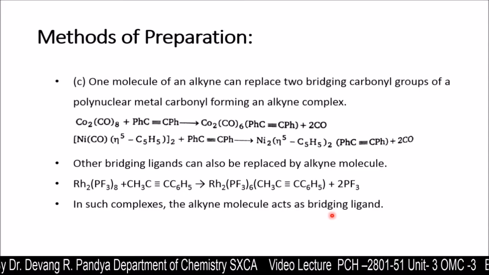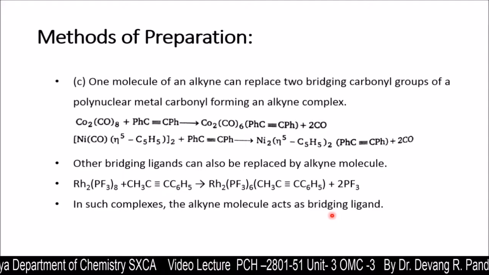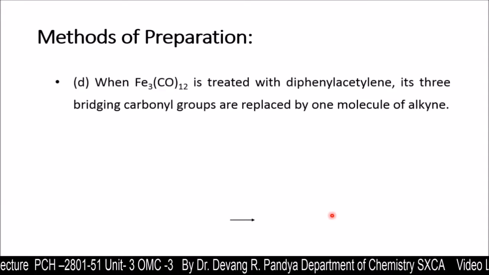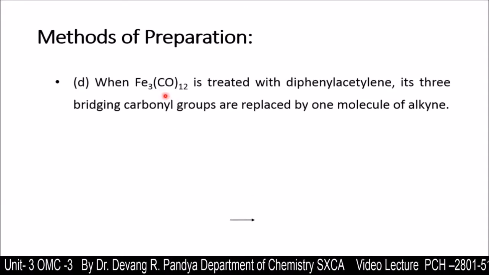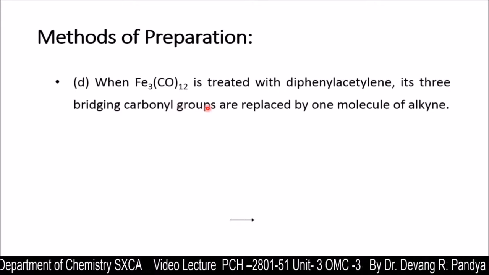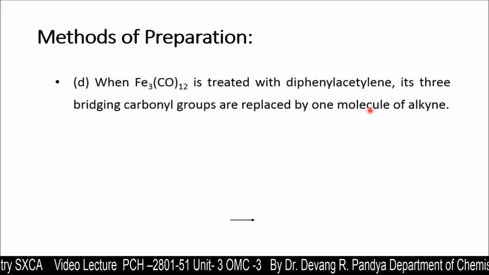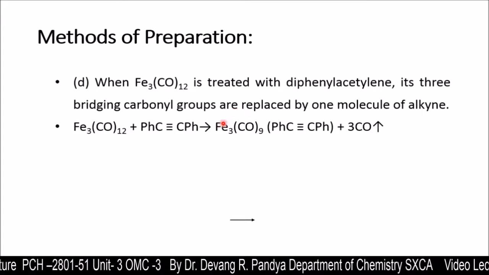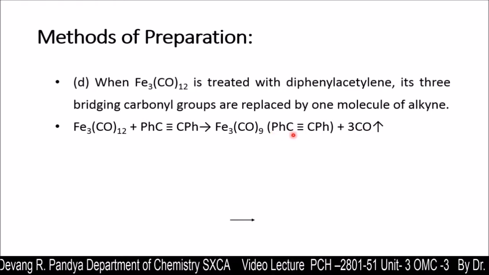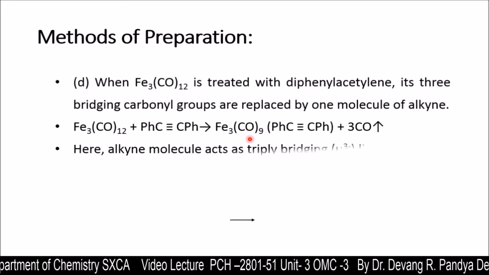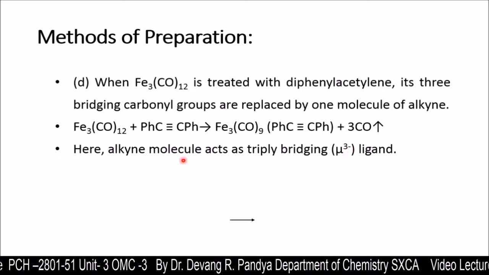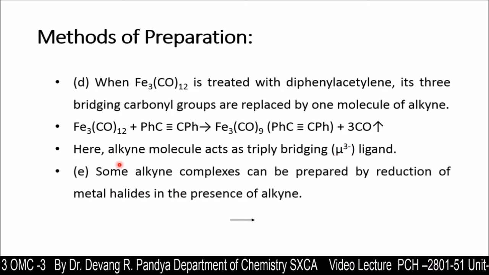So that is how we are going to get the bridging metal alkyne complex, which is different from alkene. Now when Fe3(CO)12 is treated with diphenylacetylene, its 3 bridging carbonyl groups are replaced by 1 molecule of alkyne. You can see the reaction given over here, and 3 bridging carbonyls are substituted by this alkyne, which acts as a bridging ligand as well.